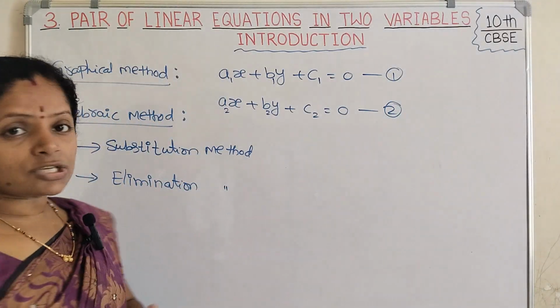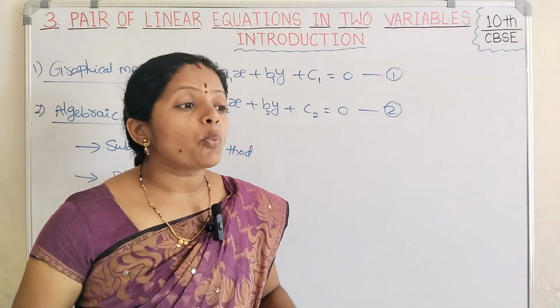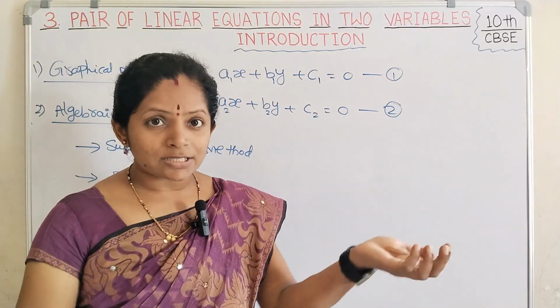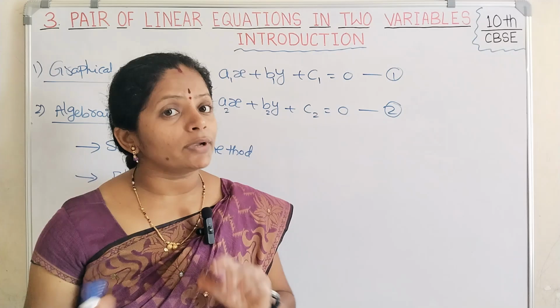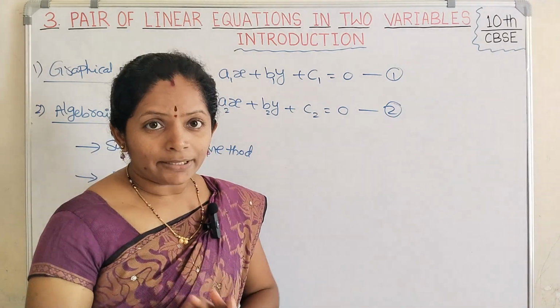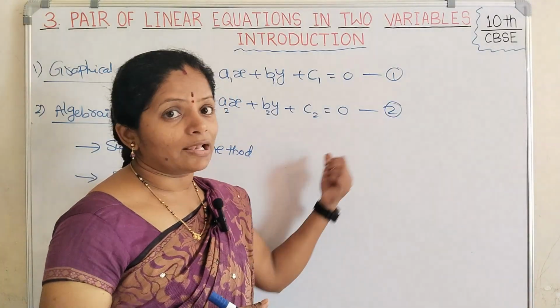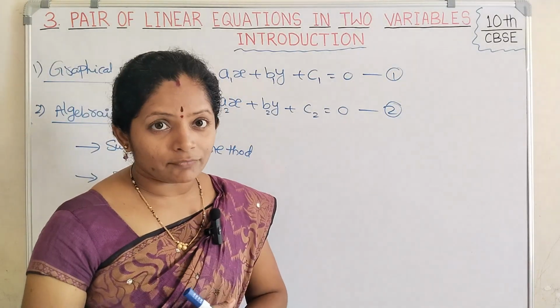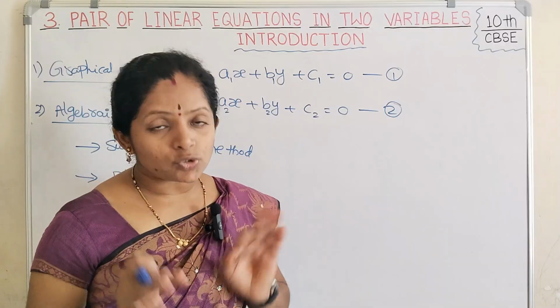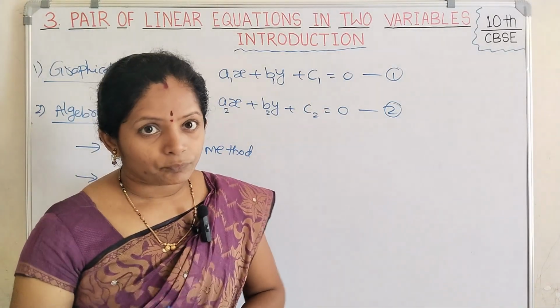Next, in the elimination method, what are we going to do? We are going to eliminate one variable, either x or y. In that way, we get the value of one variable, and the second will be calculated by substituting that value in any one of the equations. In this way, we get the solutions of x and y.